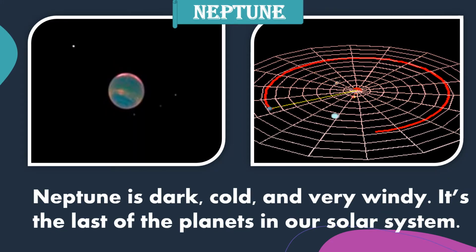Neptune is dark gold and very windy. It's the last of the planets in our solar system.